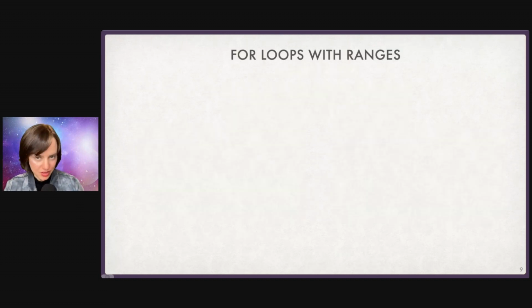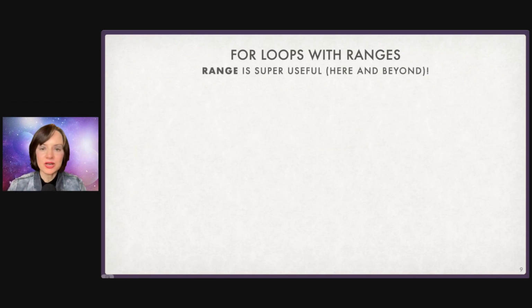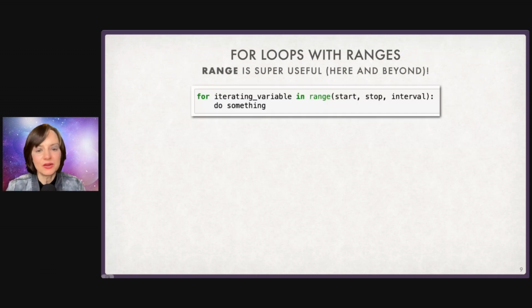A very useful technique with for loops is something called a range. Ranges are also useful outside of loops, but they're really, I think, most intuitive in the context of loops, so we put them here. A range is super useful here and beyond.